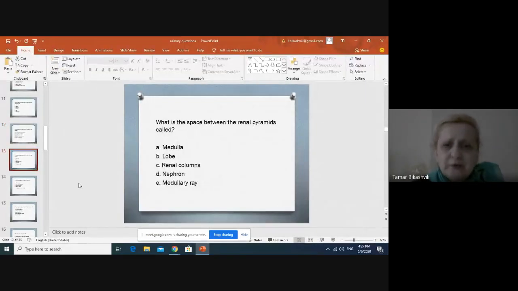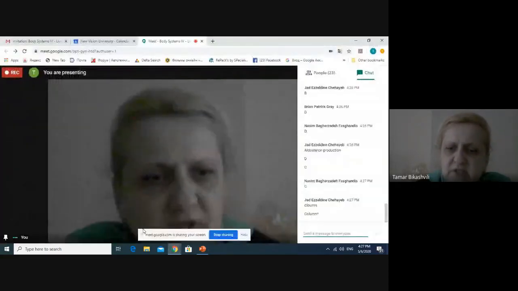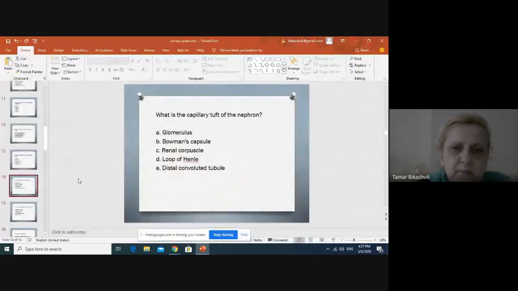Then, what is the space between the renal pyramids called? Between renal pyramids. C, renal columns, correct. Then, what is the capillary tuft of the nephron? Of course, you know this also, it's easy.